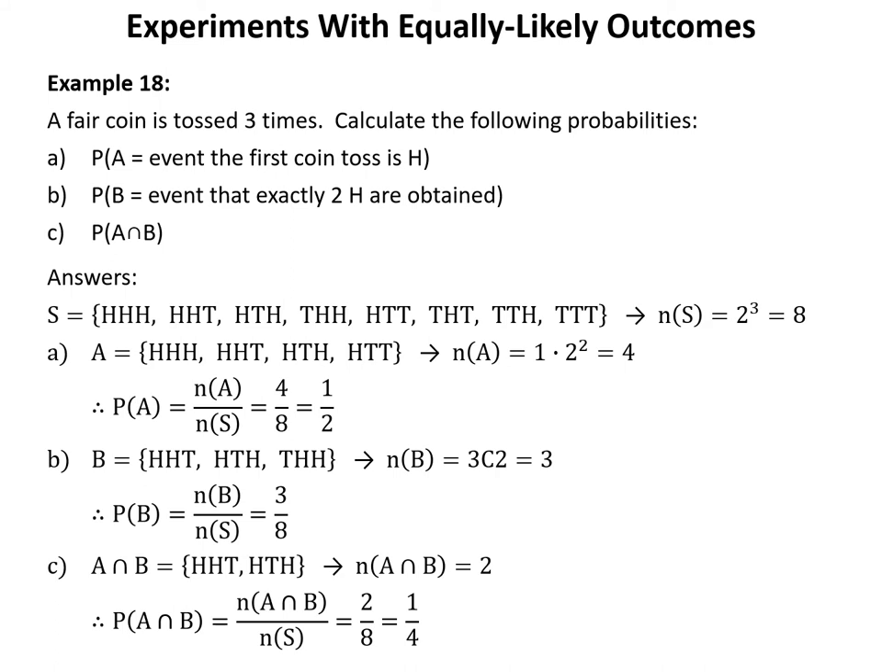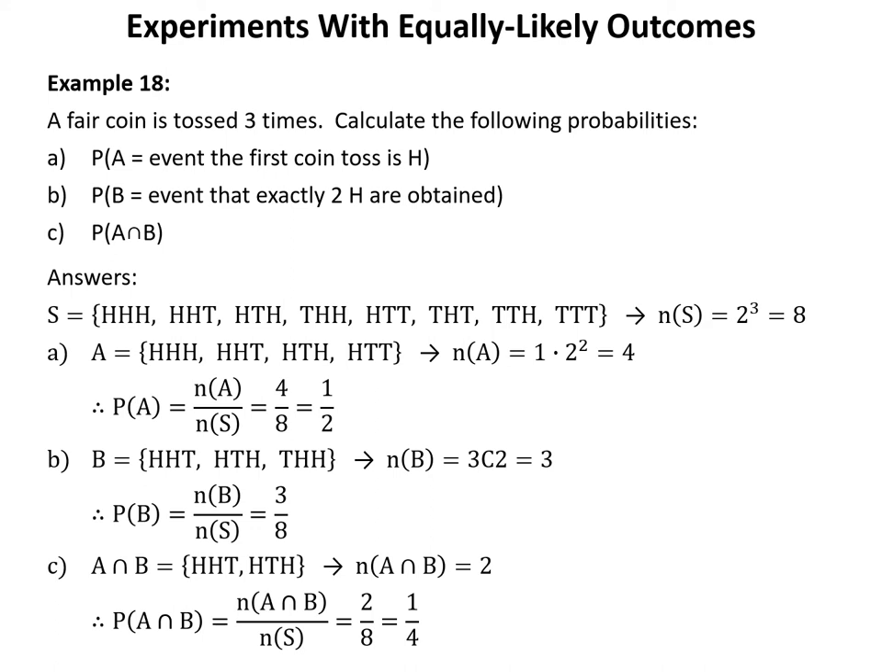In example 18, we toss a fair coin 3 times. And this time we're asked to calculate the following probabilities. In part A, we're looking for the probability of event A, which is the event that the first coin toss is heads. In B, we're looking for the probability of event B, which is the event that exactly 2 heads are obtained. And in part C, we're asked to find the probability of the intersection of events A and B.